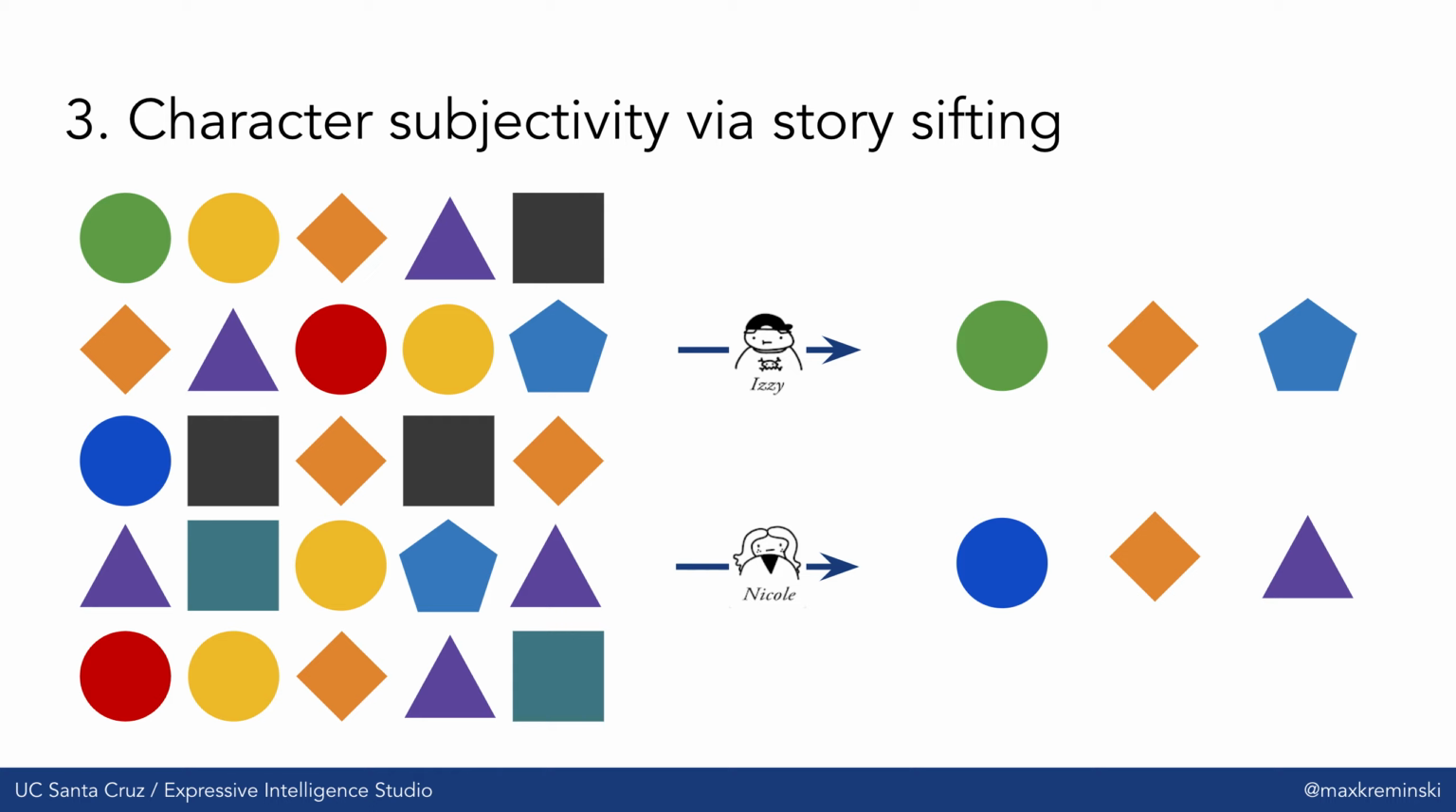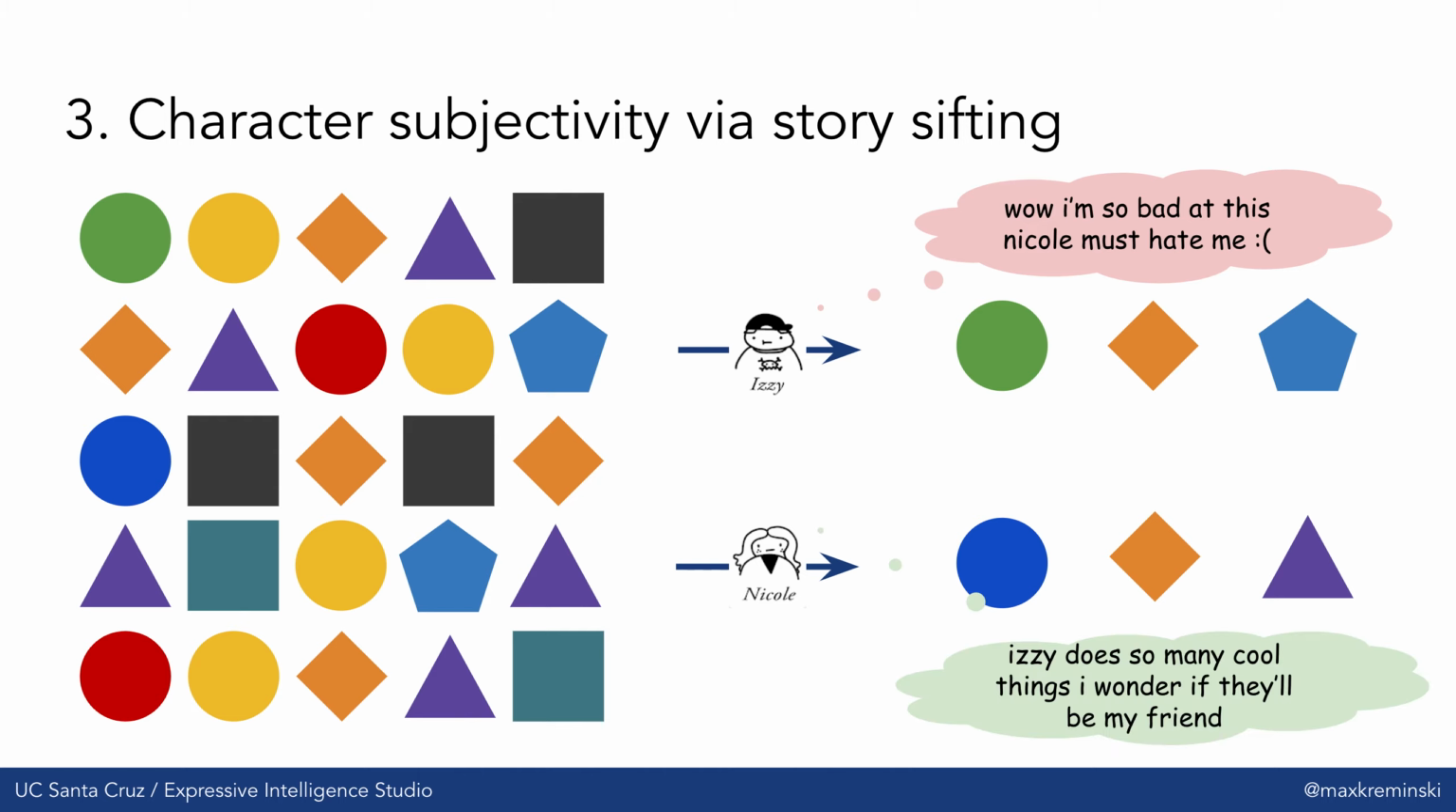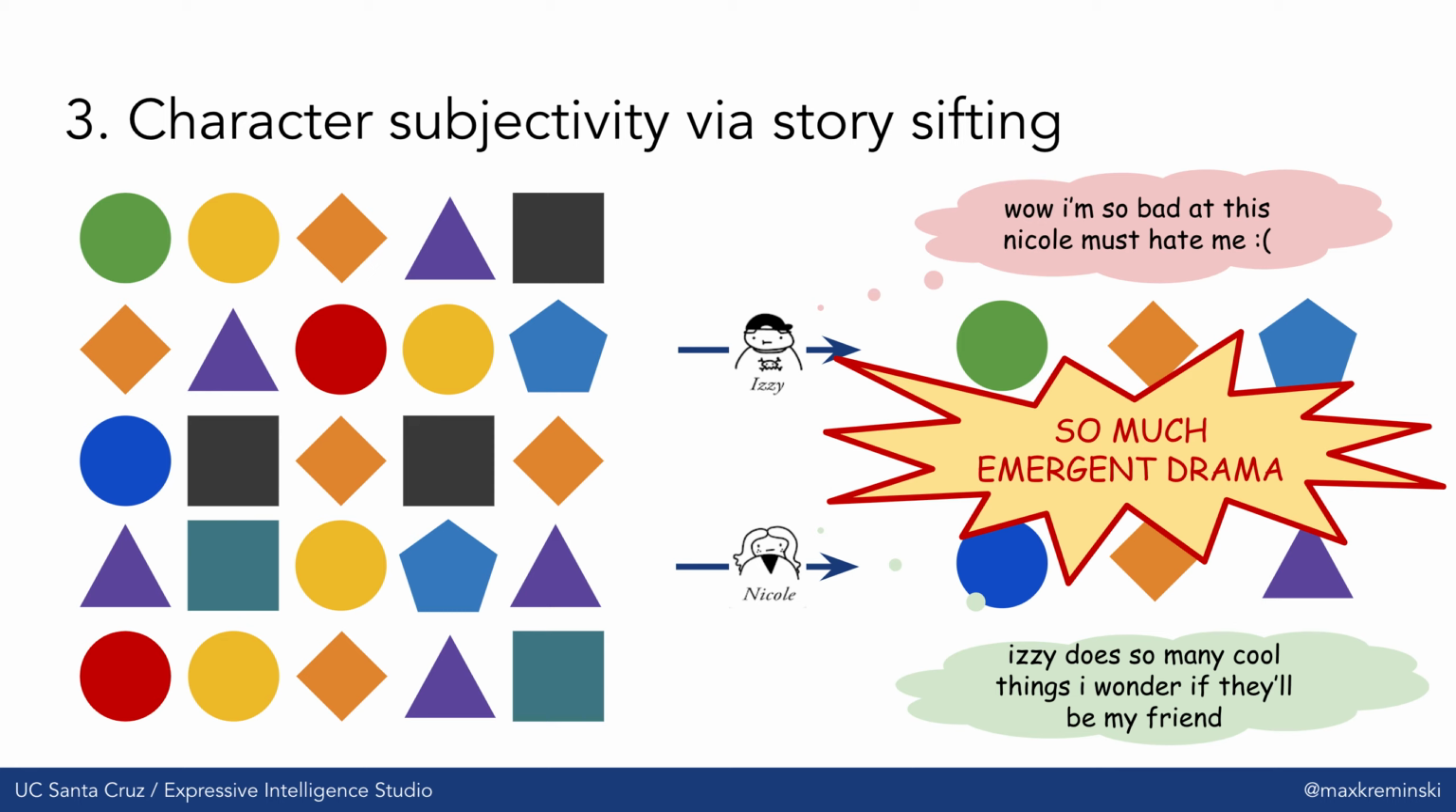So Izzy, for instance, is looking at this set of 25 events and pulling out these three as interesting in the story sifting pattern that makes her say, wow, I'm so bad at this, Nicole must hate me. And then Nicole is looking at these same events with a different story sifting pattern and saying instead, Izzy does so many cool things, I wonder if they'll be my friend. These divergent interpretations of the same events, driven by access to different story sifting patterns, produce a lot of emergent drama between these characters. And this is the driving thing that moves Walt's stories forward.